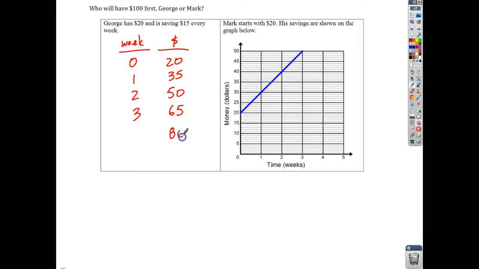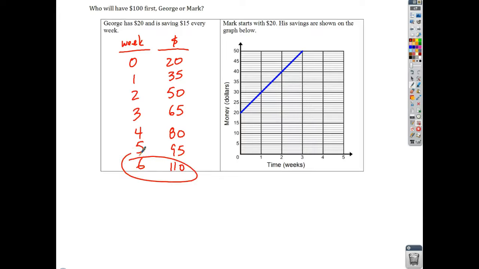And then we're going to have 80, 95, and then he'll have 110. I think that's right. 15, 15. Seems about right. If I made an error, figure it out. So it's going to take him 6 weeks. So we know in 6 weeks he'll have $110.